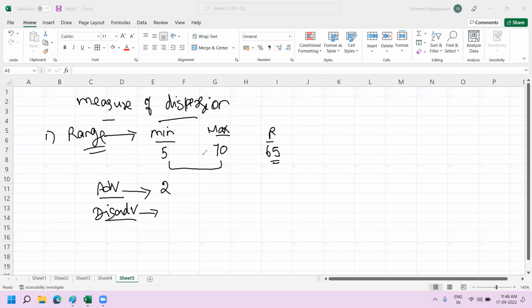So assume that I have marks here, and instead of 70 as the maximum, I have 700. How will you interpret this range? My data lies between 5 and 700. Is this interpretation right? No. So range cannot be used when you have outliers in the data, just like mean. You will get a wrong result, or the interpretation will not be appropriate.